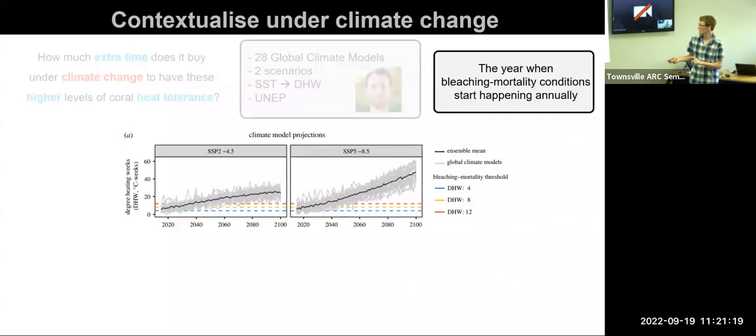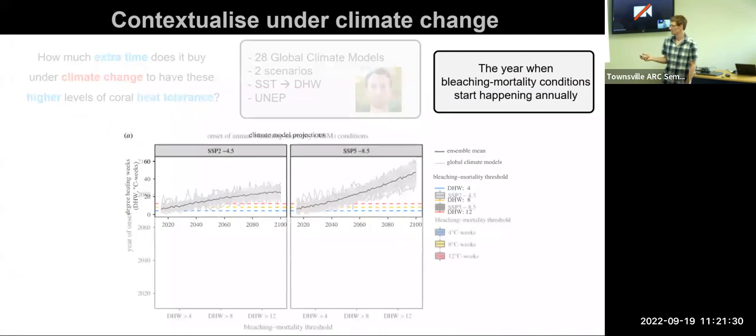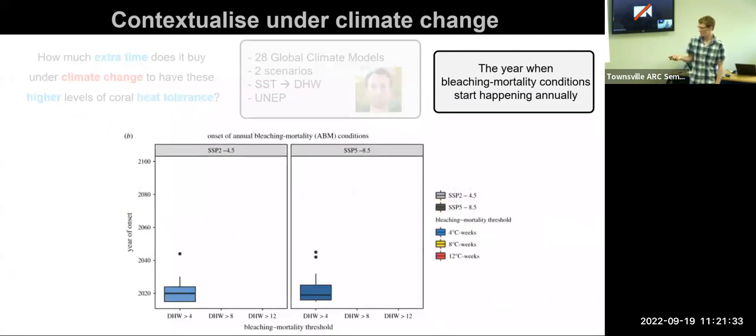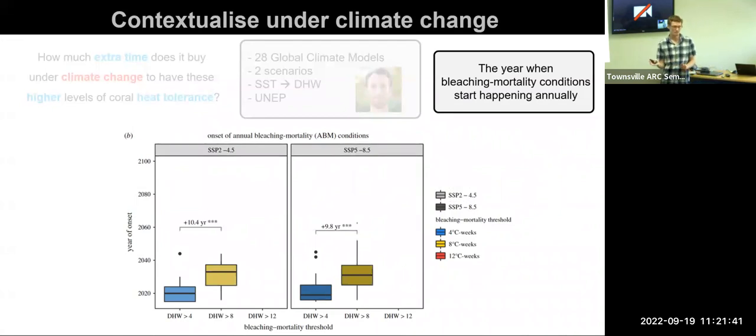And we measure what's the year when bleaching mortality conditions start happening every year for a decade window. So when does that start happening annually? If we compare that year of onset between a bleaching mortality threshold of 4 degree heating weeks to 8, you can see that gives you about 10 years additional time until those conditions are reached under climate change. And it doesn't really matter which SSP, which climate scenario you're in, it's also 10 years for each of those. And what you're looking at there is a box plot across all of those 28 climate models.